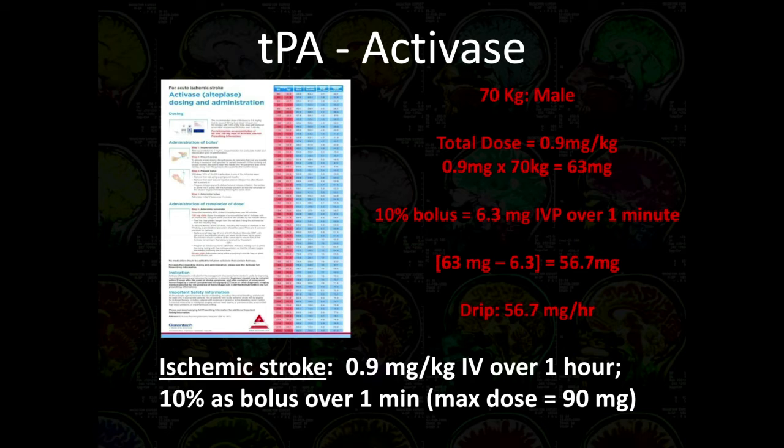And in a hospital setting, if you're in a transport mindset, you show up, and this is usually taken care of before you arrive. And then we have to give the remaining amount over 1 hour. Well, we have 63 milligrams as our total dose. We've already given 6.3 milligrams as our bolus. The remaining amount should be 56.7 milligrams, and that should be administered in an IV pump over 1 hour.